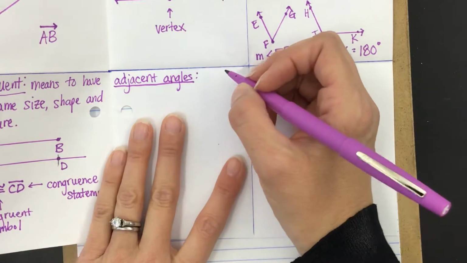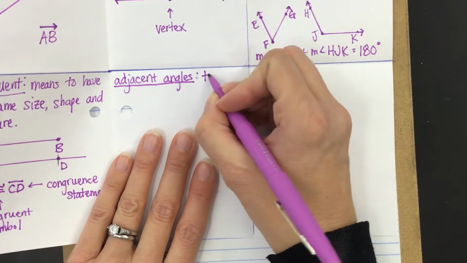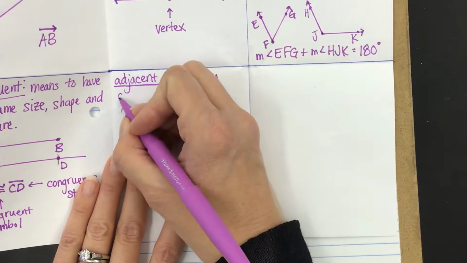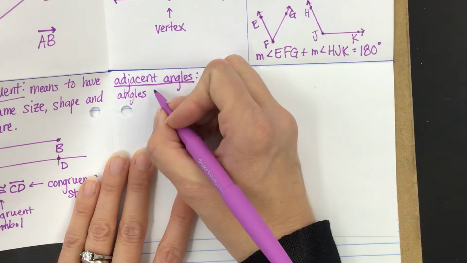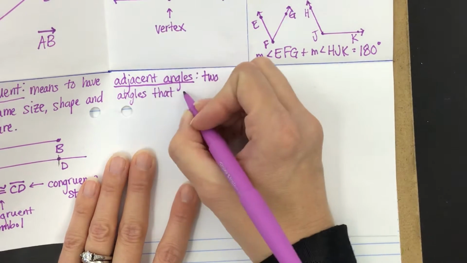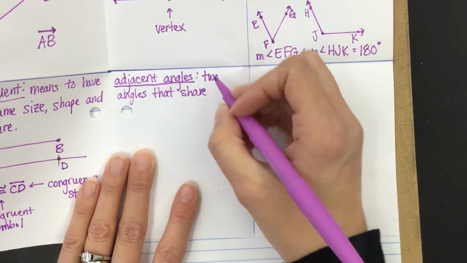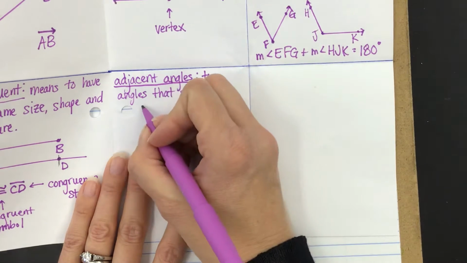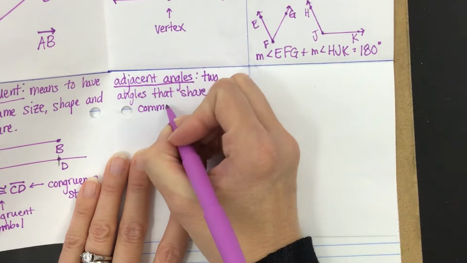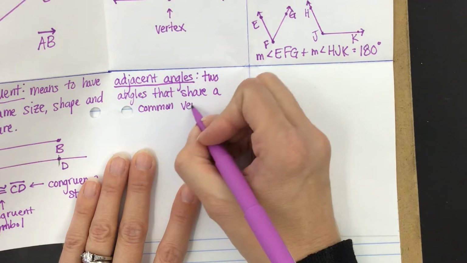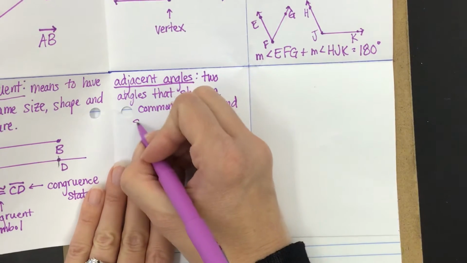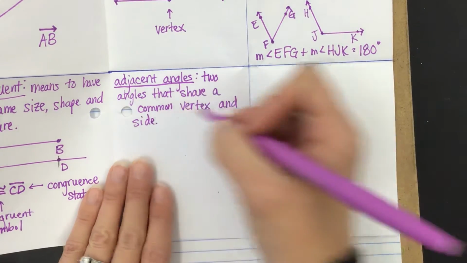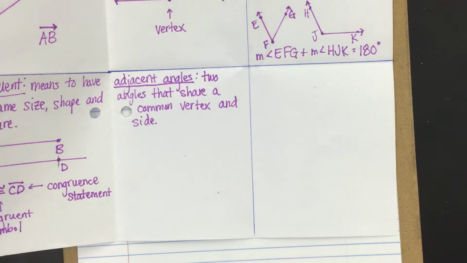So adjacent angles are two angles that share a common vertex and side. So I'm going to draw a picture so that you can see what I'm talking about here.